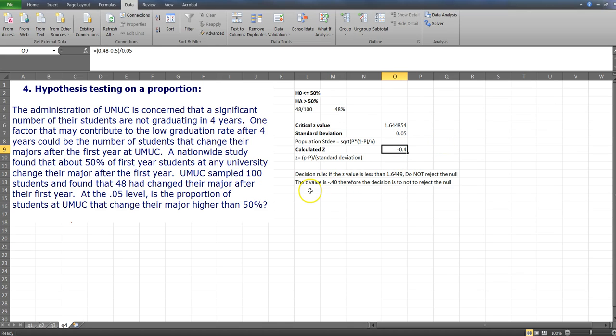So the decision rule: if our calculated z-value is less than the table value of 1.644, you would not reject the null hypothesis. So the z-value of minus 0.40 is less than that, therefore the decision is not to reject the null.